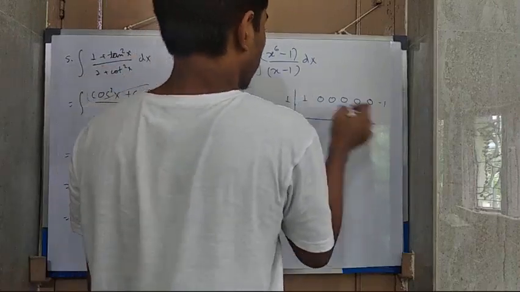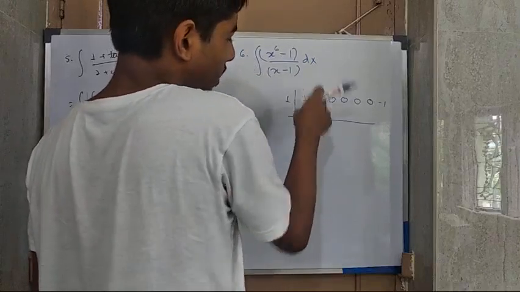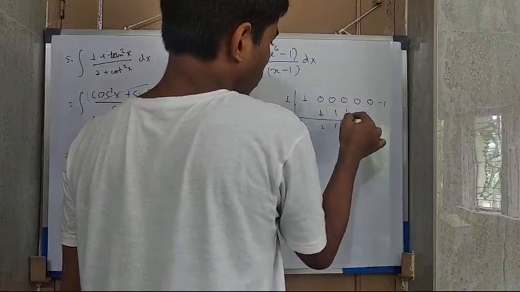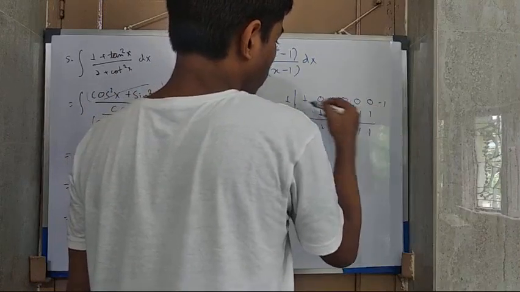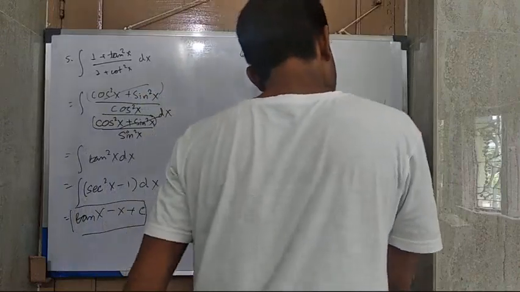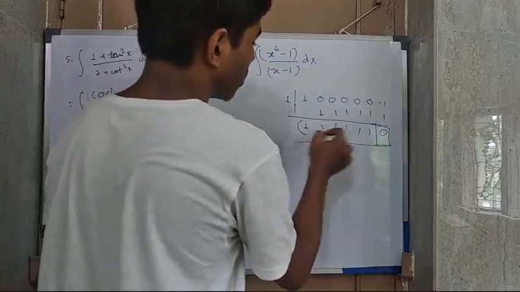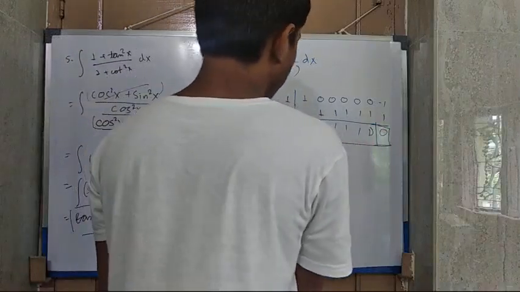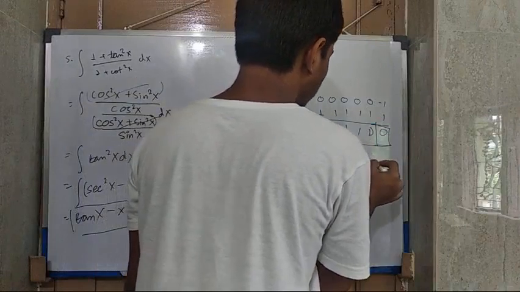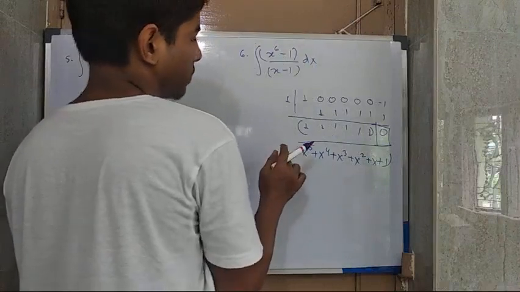So the first will go down, then you have to multiply it and write it here and then add them. So 1 1 1 1 1 1 1, and this will become 0. As this portion is 0, there is no remainder, and this is our answer. So the answer is x to the power 5 plus x to the power 4 plus x cubed plus x squared plus x plus 1.